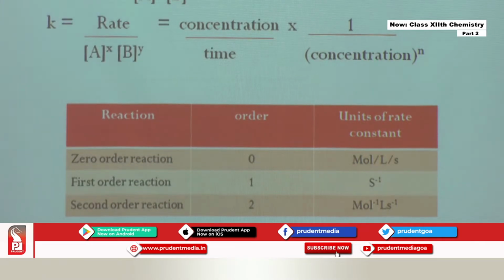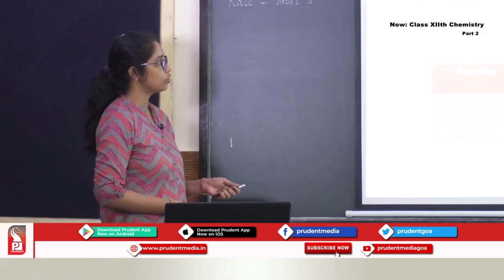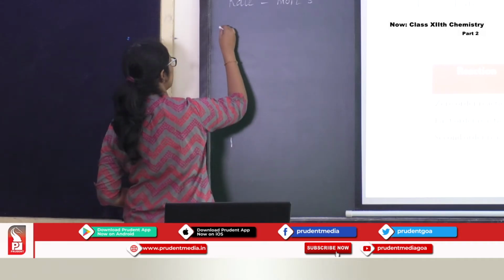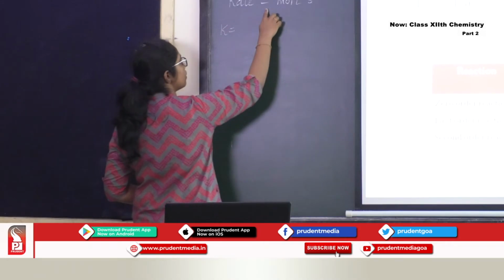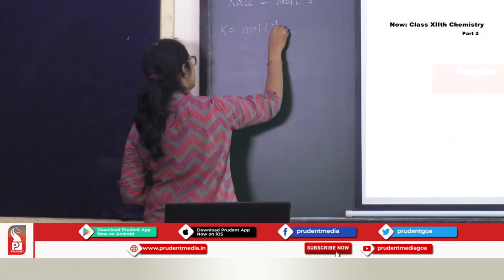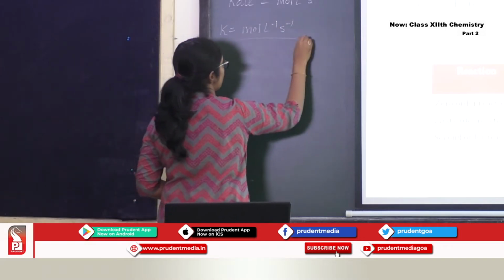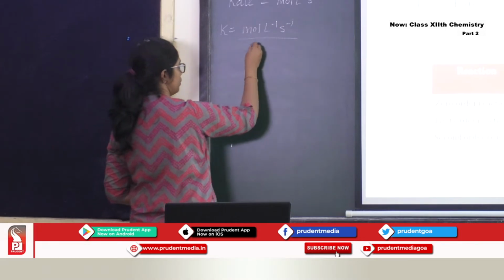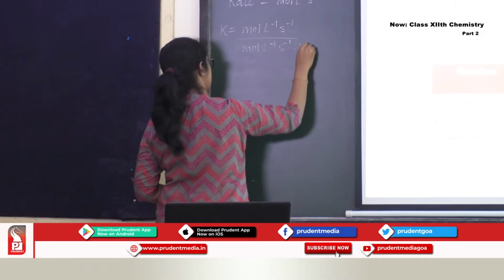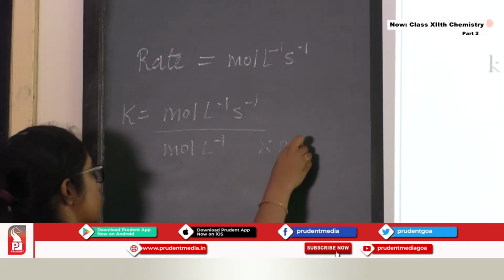For a second order reaction, again what we have to do is in this equation substitute the value of n as 2. So, moles per liter square it's going to be. So, if you have to consider now K, the unit of rate is mole per liter per second. The unit of concentration is going to be moles per liter into again moles per liter.